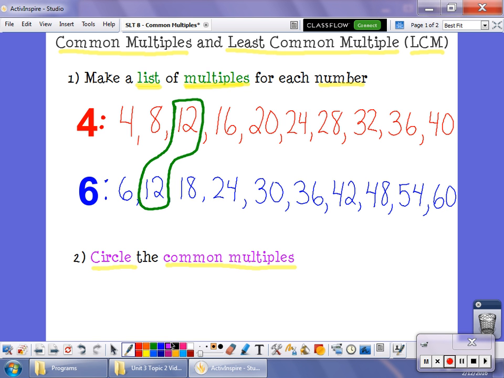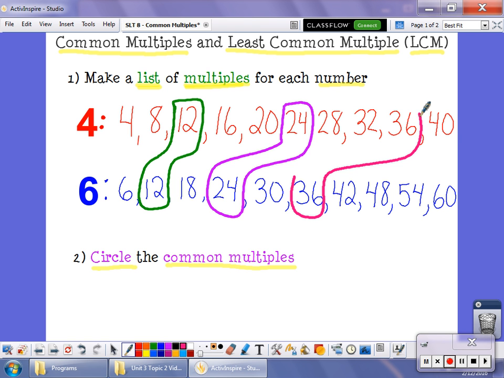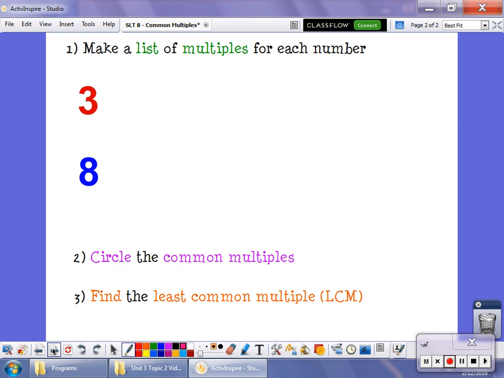I can also see that they both have a 24. So 24 would be a common multiple. And finally, in this list, I can see they both have a 36. So 36 would be a common multiple. And if I keep listing my multiples, I'll keep getting more common multiples. So we don't worry about all the multiples that often. One of the main things we worry about is the least common multiple.